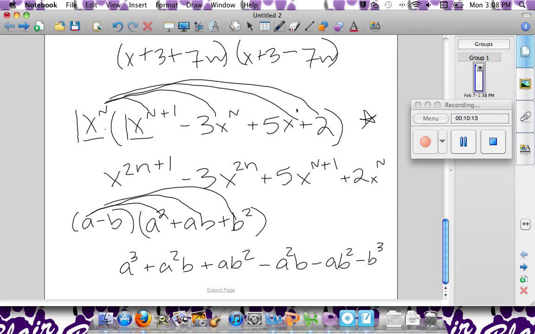Now to finish this problem, I combine all my like terms. A squared b minus a squared b, those are going to cancel out. ab squared minus ab squared, those are going to cancel out. And I'm just going to be left with a to the third minus b to the third. And that's my final answer.